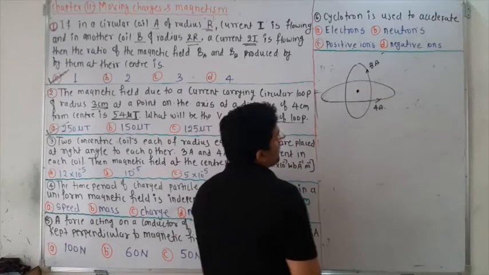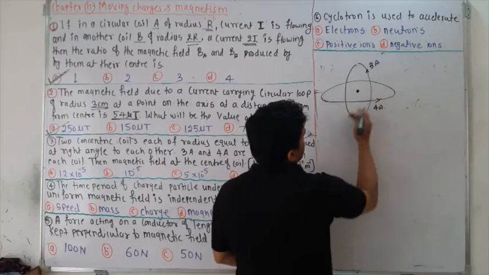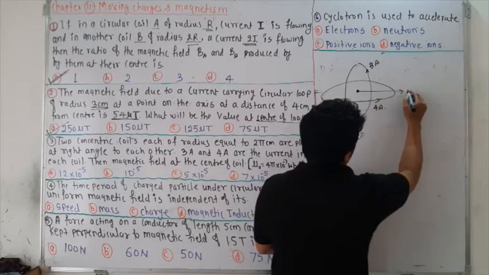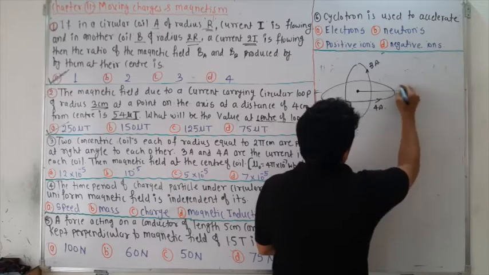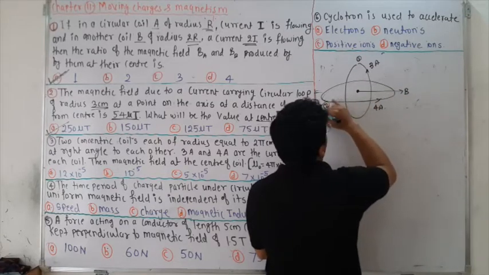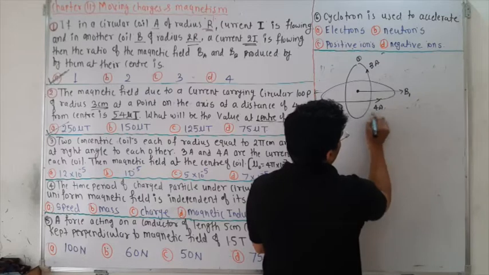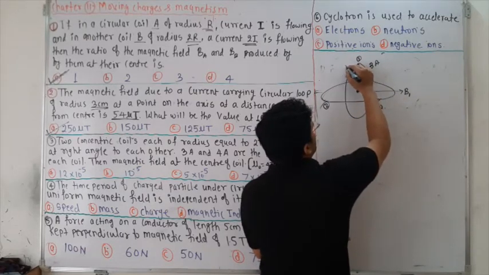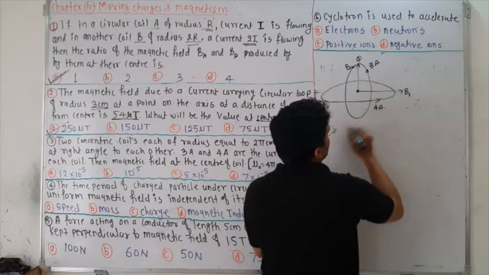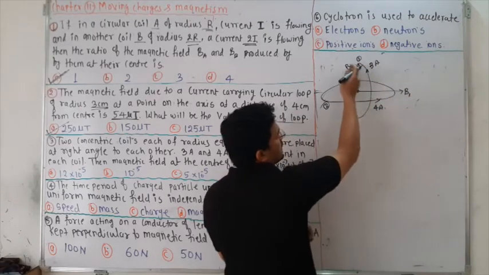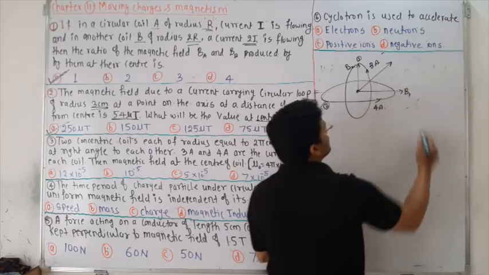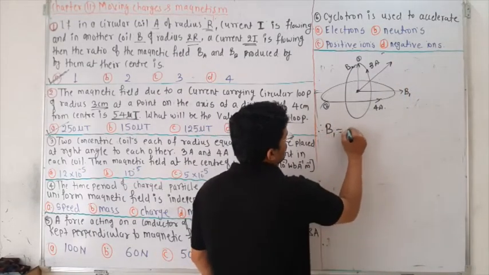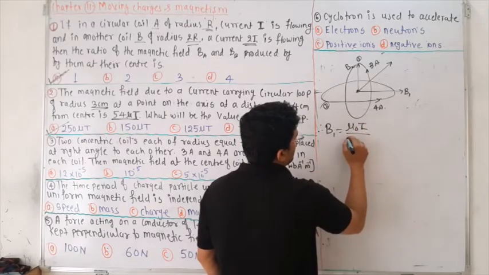Now if the current is flowing in this direction, the magnetic field for this coil is in this direction. I will mention this as coil 1 and this as coil 2, so it is B1. Due to the horizontally placed coil, the magnetic field is in the upward direction, that is B2. You have the two vectors B1 and B2, so the resultant will be somewhere here. For coil 1, B1 is equal to mu naught times I divided by what?